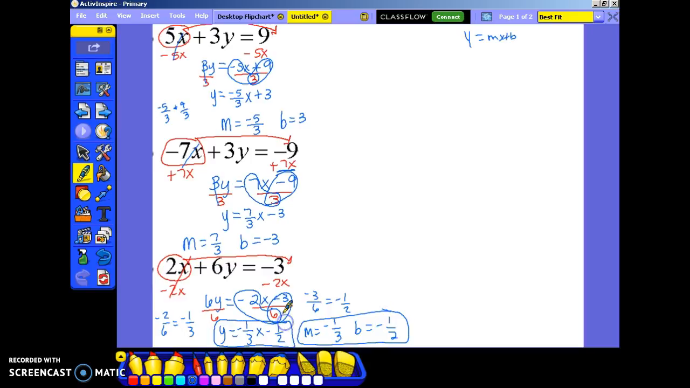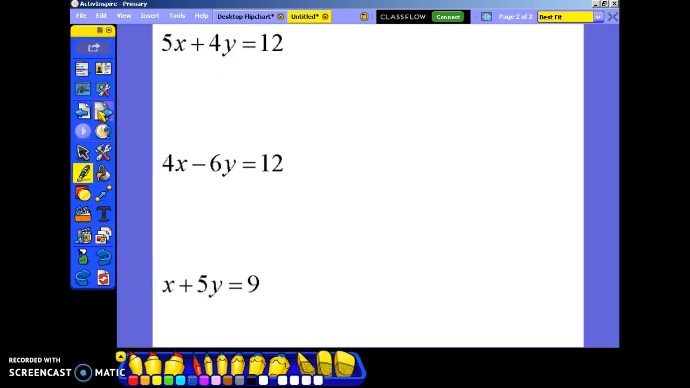So for these problems, I'm getting y by itself, and then I am identifying the slope and the y-intercept. For the next 3 problems, you need to pause the video and work these out for yourself, then hit play so that you can check the video to make sure your answers are correct.